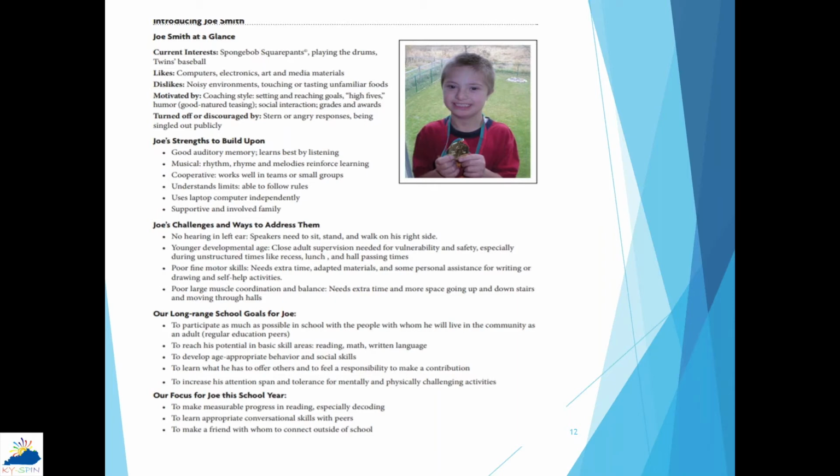He has poor fine motor skills and he needs extra time and adaptive materials. And his large muscle coordination and balance he struggles with. And so they've even put some long range goals in here, and I love that, to develop age appropriate behavior and social skills. And these are great things that could be incorporated all in that IEP, which I think is valuable for educators to know this information about Joe. And then to focus on for the school year.